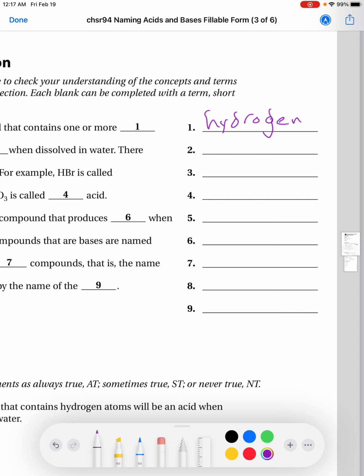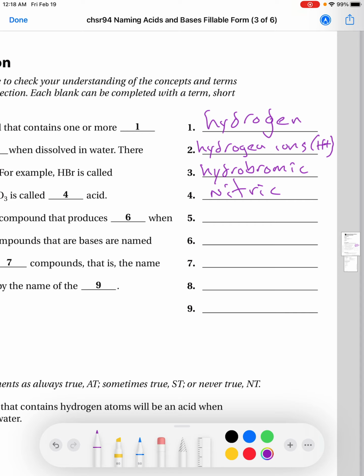Atoms, and produces hydrogen ions, and that of course is H+ ions when dissolved in water. That's our definition of an acid. And there are rules for naming acids. For example, HBr is called hydrobromic acid, whereas HNO3 is called nitric acid.